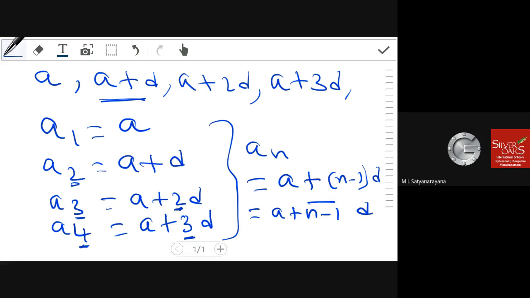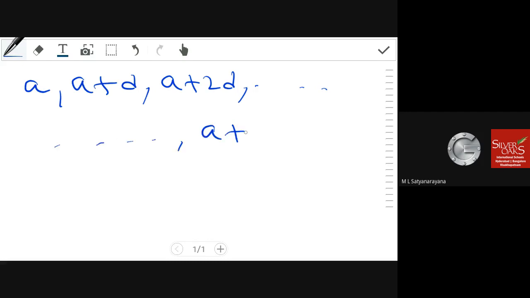So the nth term is a plus n minus 1 into d. We discussed this when you were in 10th class. Still, we are doing a small revision or recap. So generally, I repeat again, the series is a, a plus d, a plus 2d, and so on. The nth term is a plus n minus 1 into d. This is your nth term.